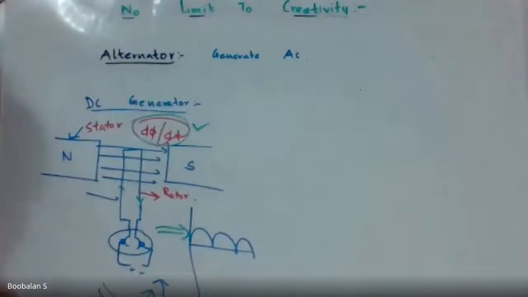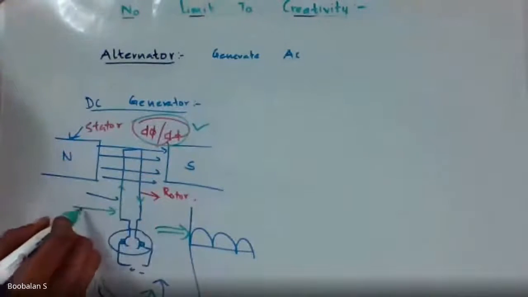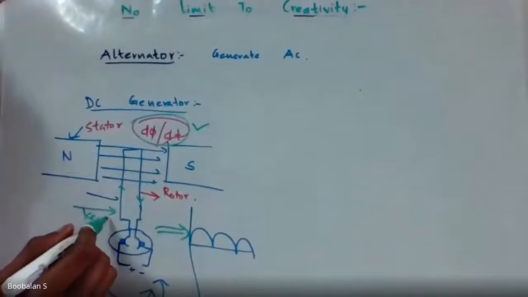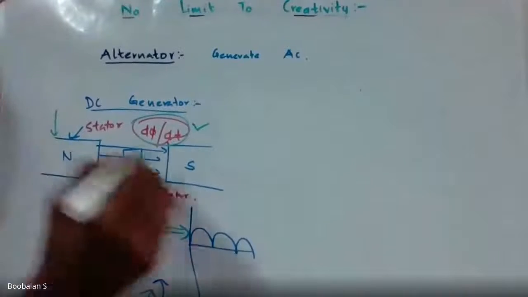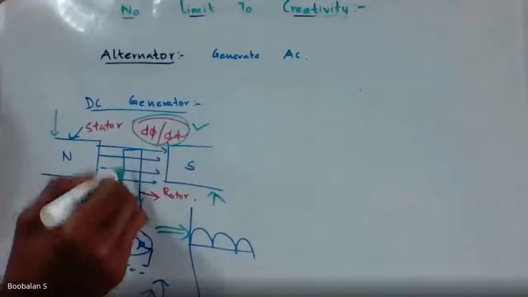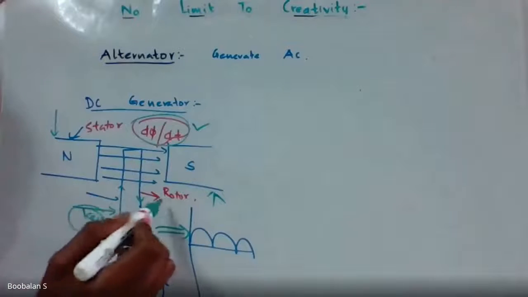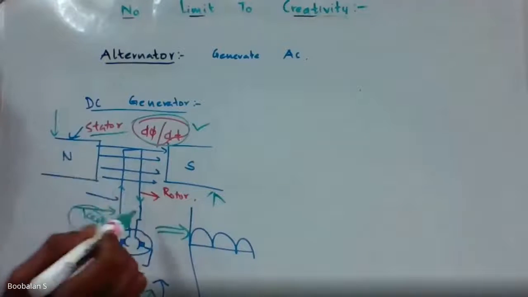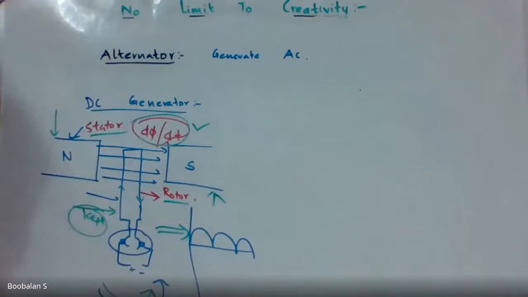Or one more way: instead of rotating this rotor part, I'm going to keep it constant. Now I'm moving the north pole and south pole instead. I'm going to keep this coil as a stator, make this one the rotor and this one the stator. The two are the same, right?